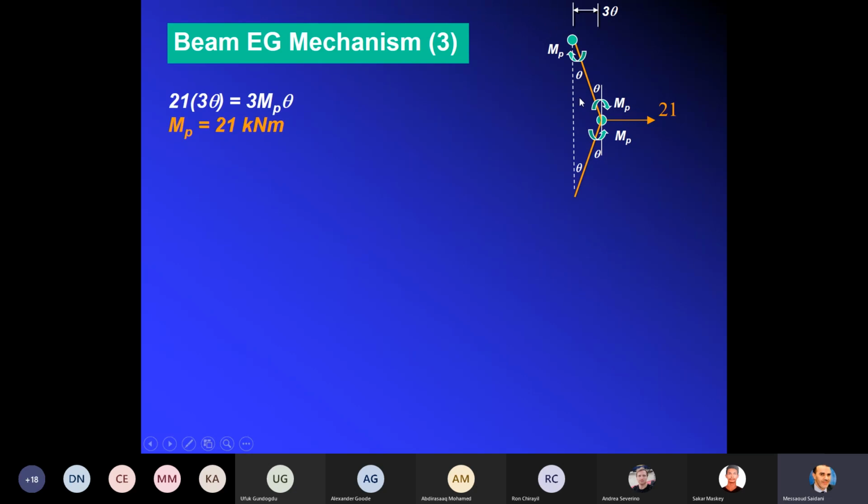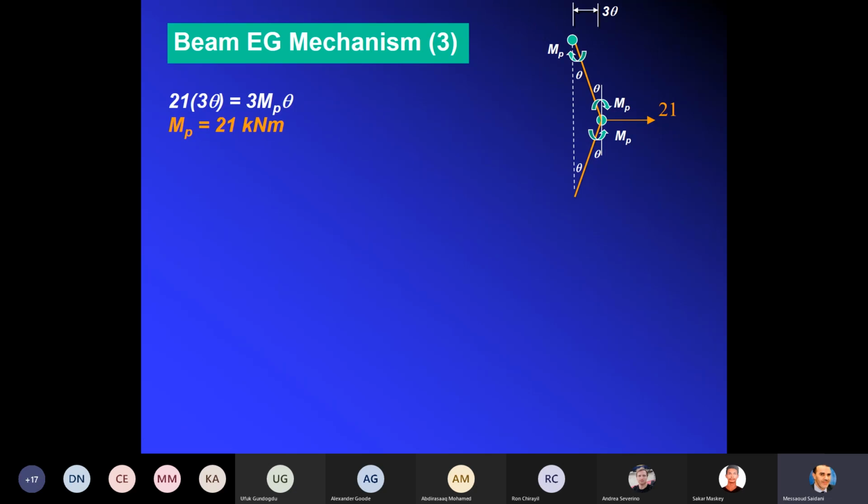So the external work will be 21 times the displacement here, 3 theta, equals MP theta 3 times, MP theta, and MP theta, okay? So the 3 with the 3 and the theta will cancel, and therefore MP in this case is 21 kilonewton meters. Okay. Any questions? Please just unmute yourself and ask, please. Okay, thank you.